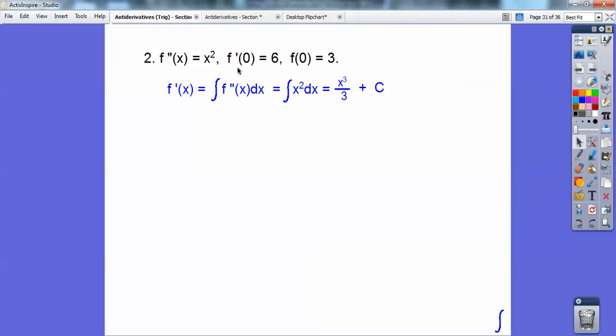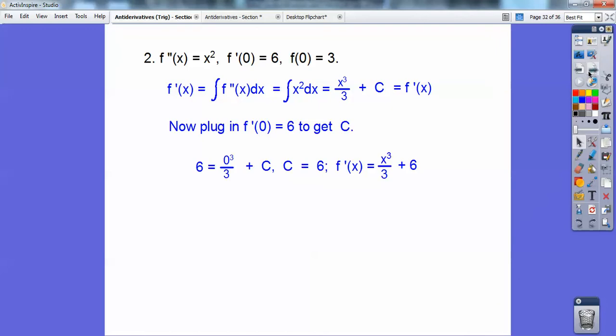And I'm going to substitute in, okay, this is f prime of x right here. I'm going to substitute in this guy right here, f prime of 0 equals 6. Okay, so I'm going to put that in, and I get c equals 6. So f prime of x equals x cubed over 3 plus 6, okay, instead of the plus c now. All right, now this is f prime right here, so to get f of x, I integrate again f prime of x. Okay, so I'm going to integrate, I'm going to put this in there.